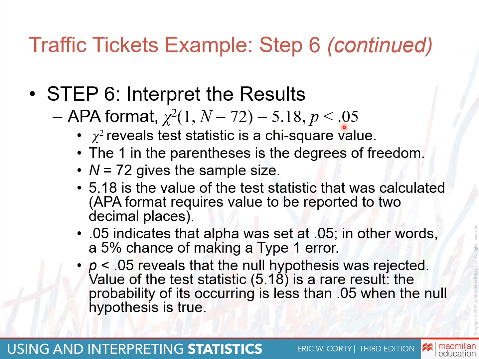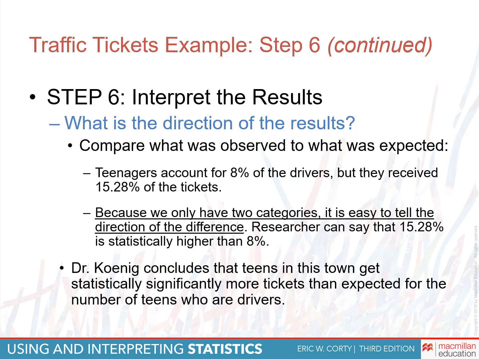0.05 is our alpha level. And if we say p less than 0.05, that lets us know that the null hypothesis was rejected. And so we have a less than 5% chance of rejecting the null hypothesis when in fact the null hypothesis was true. All right, so now we want to know the direction of our results.